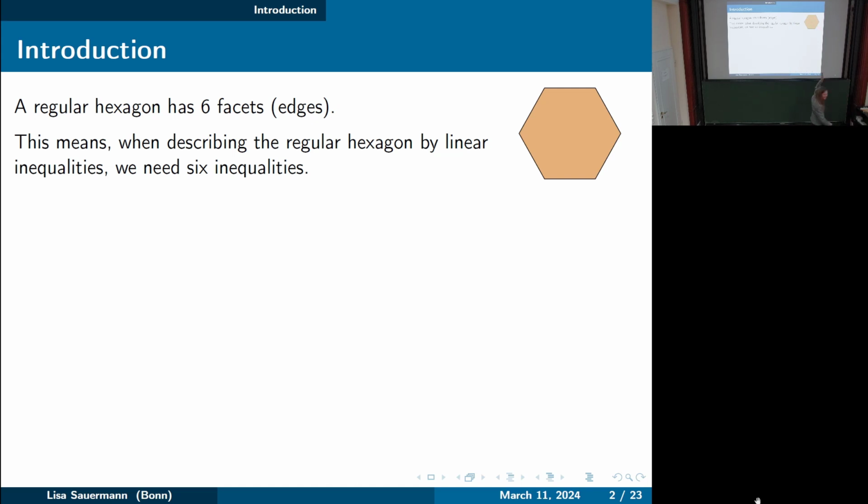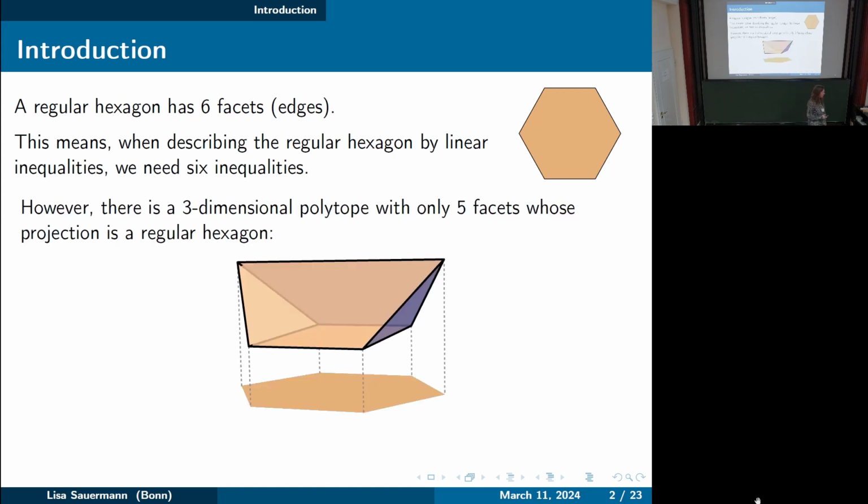Okay. So let's just look at that regular hexagon. And as you can see, it has 6 facets, so 6 edges. And so that means if you describe this regular hexagon by linear inequalities, then you will need to write down 6 inequalities.